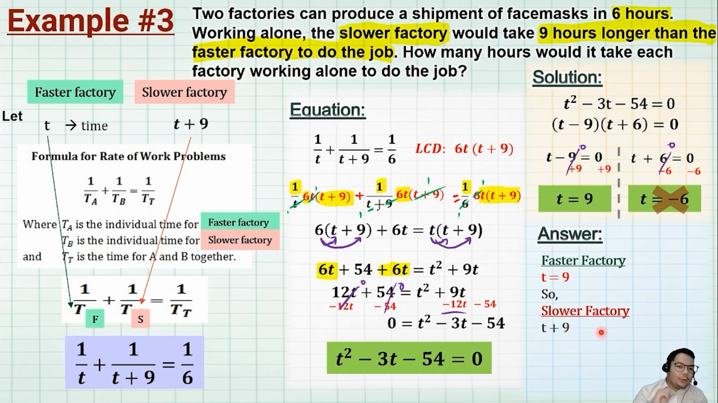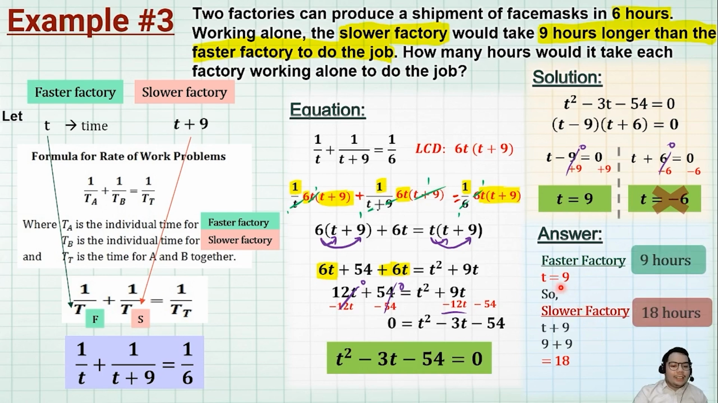9 hours longer pa si slower factory. So, t plus 9, since 9 yung t natin, that will be 9 plus 9 which is equal to 18. So, ang final answer natin ngayon ay 9 hours dun sa t is equal to 9 and then 18 hours dun sa t plus 9. So, faster factory, 9 hours. Slower factory, 18 hours.